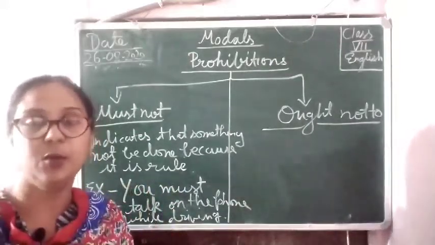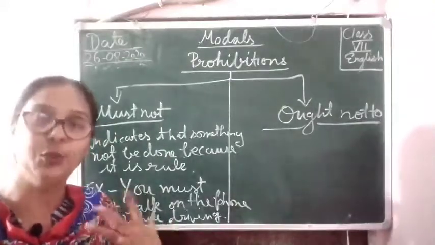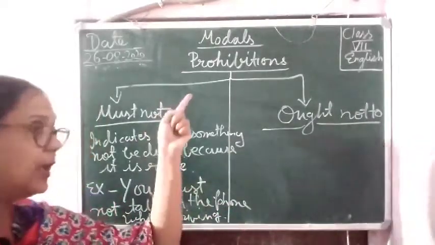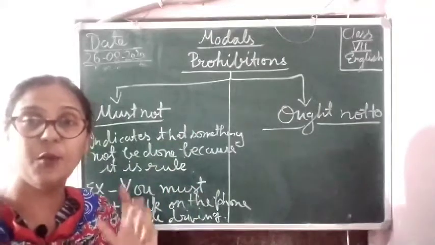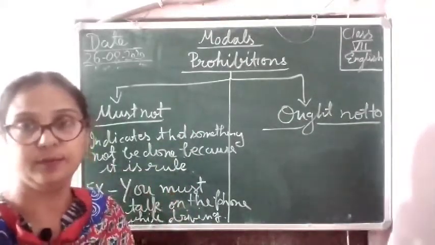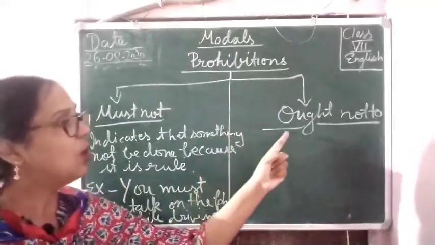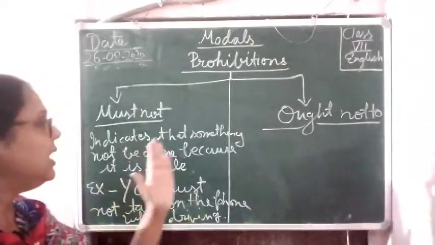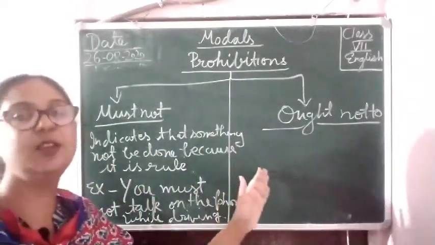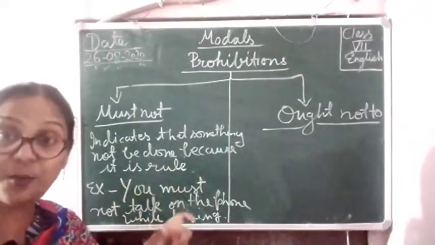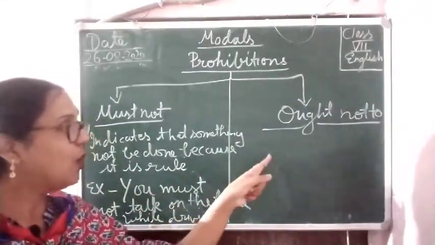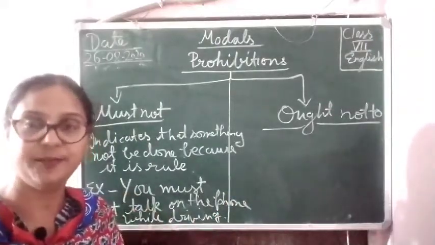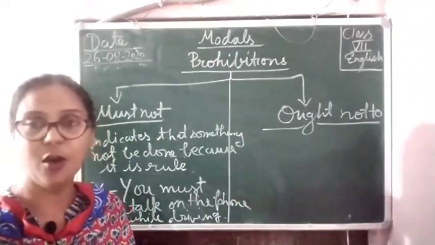But it is your morality that you have to do this. That time we are supposed to use ought to. But here we are talking about prohibition. Prohibition means where the things are not allowed to do. So that time we are using ought not to. So you can see, it is a less prohibition. Must not is a strict prohibition, but ought not to is a less prohibition, but it's having a prohibition. So let's talk about ought not to.